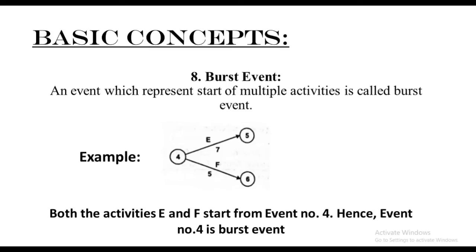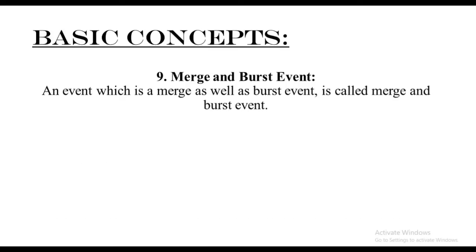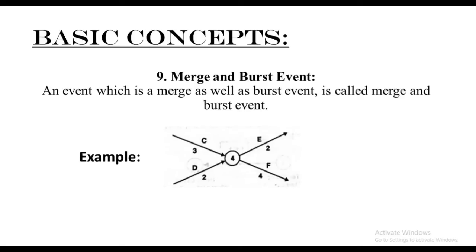Now, the last basic concept which is required to be understood. After that, we'll be able to easily draw a network diagram. The last concept is the merge and burst event. An event which is a merge as well as a burst event is called a merge and burst event, meaning there will be a point where it will be tapering and then there will again be a burst. Example, the diagram looks something like this.